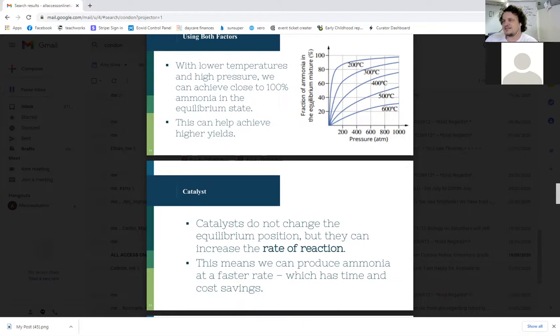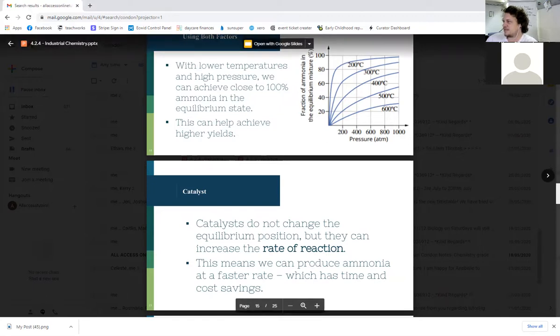Remember our catalysts, our enzymes, and our inorganic catalysts. Ross, what's an inorganic catalyst? No, no one's going to talk. Okay, fair enough.